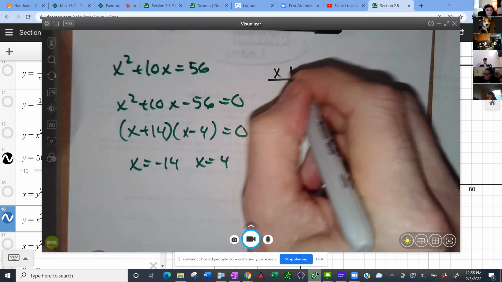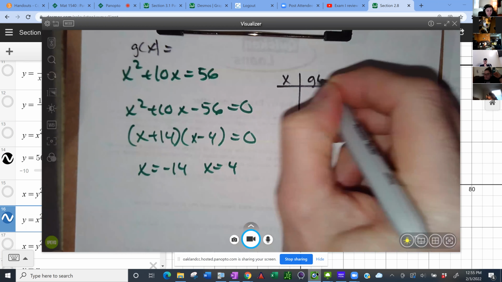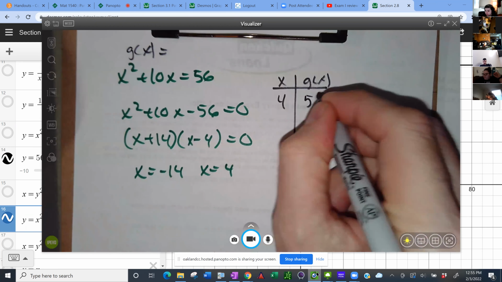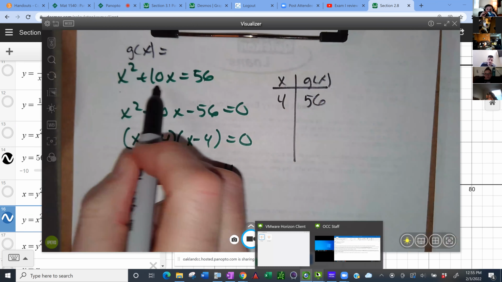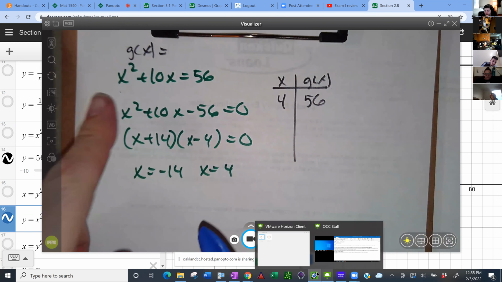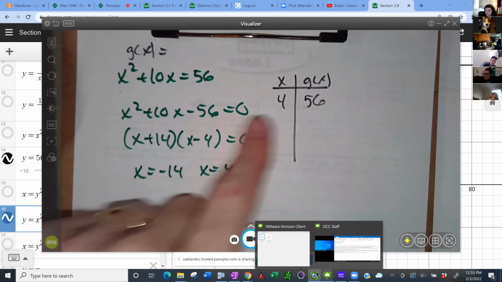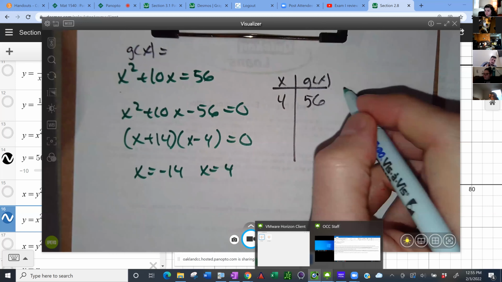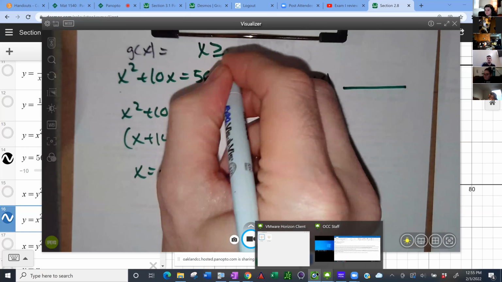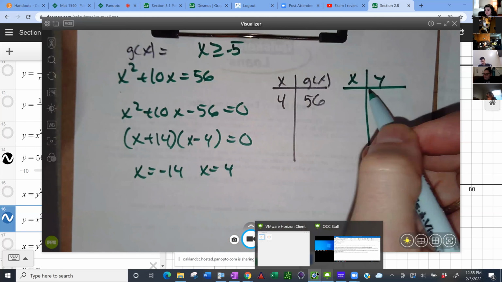X, and I think they call that G of x. So if I put in a 4, I get a 56. I can see that: 16 plus 40 is 56. Likewise, if you plug in a -14, you'll also get 56, but I don't want to confuse the issue with that one. This is the only one that we really want, because that's something that satisfies x is greater than or equal to -5. So that's the function.